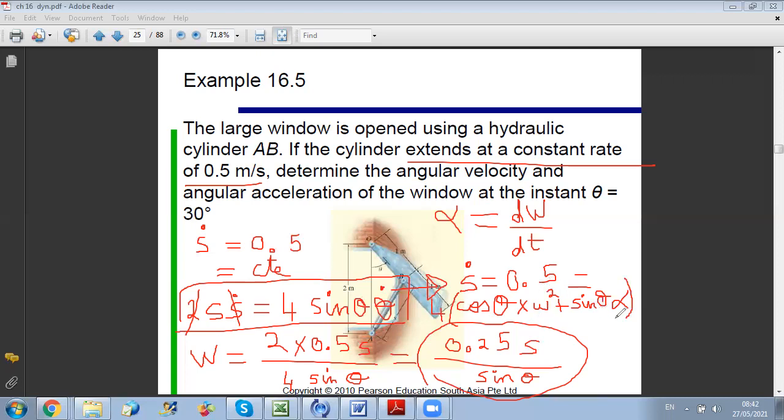Then you can find alpha as a function of omega and theta, and you already calculated omega in the previous step. So all you have to do to find alpha at 30 degrees is to replace theta by 30 and to replace omega by its value at theta equals 30.